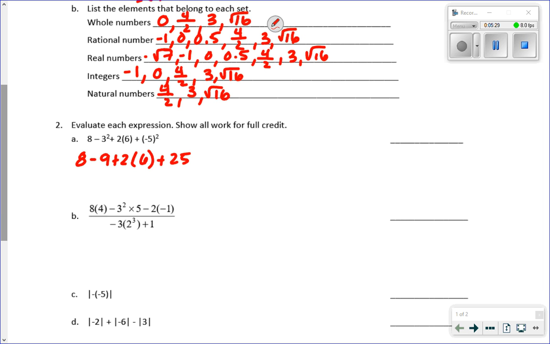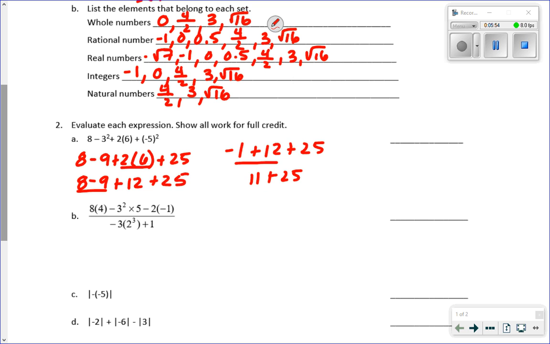Okay, the next thing I need to do is multiplication here. 2 times 6. 2 times 6 is 12. And then I've got subtraction and addition left here. I need to work left to right. 8 minus 9 is negative 1. And negative 1 plus 12 is 11. Bring down the plus 25, and 11 plus 25 is 36. And then since we got 36 for that answer, well, we would write that over off to the right.